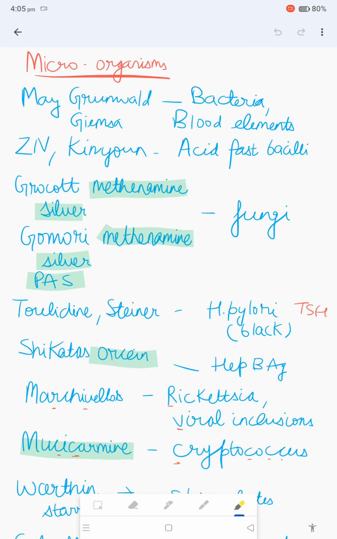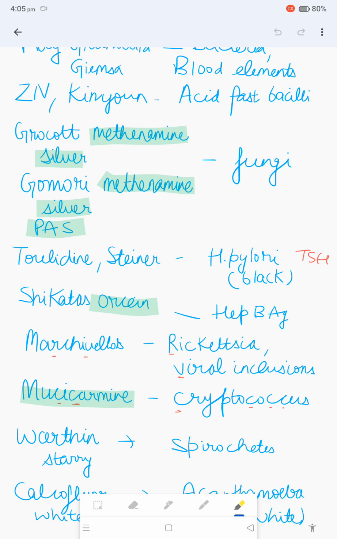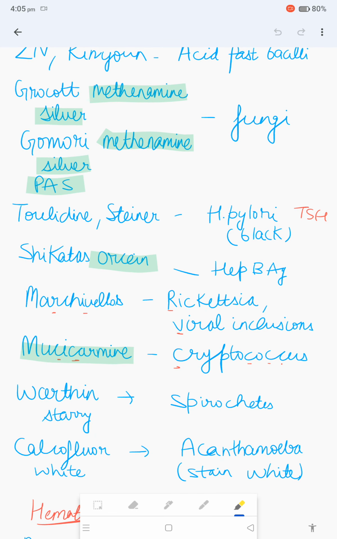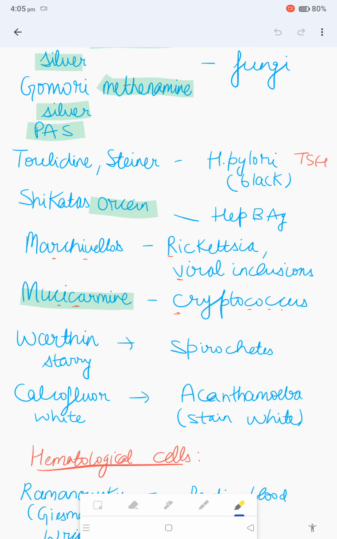Grocott methenamine silver and Gomori methenamine silver are silver stains. Methenamine silver stains and PAS stain are used for fungus. Then Toluidine blue and Steiner's method are used for H. pylori. Remember by the mnemonic TSH, thyroid stimulating hormone. Toluidine, Steiner, H. pylori.